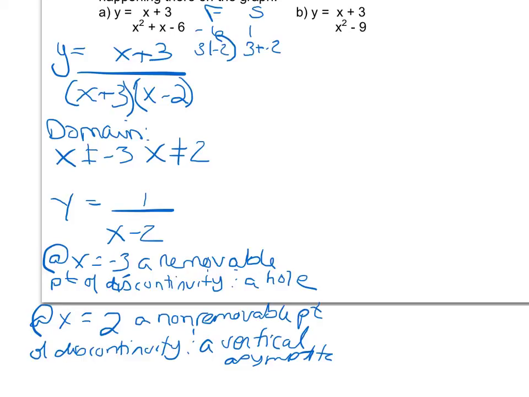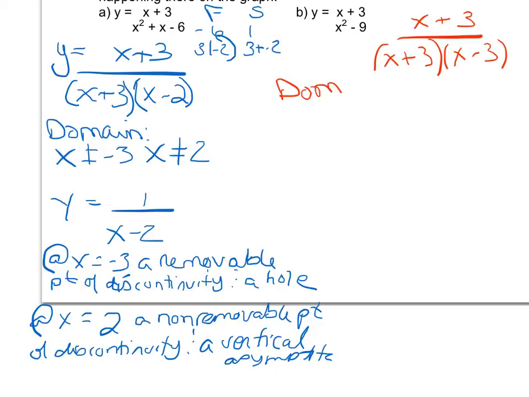Now that you've had a chance to pause the video and try one, let's see how you did. So first thing I'm going to do is, just like before, factor it. Since I'm in the form a squared minus b squared, that's going to be x plus 3, x minus 3. So my domain is going to be that x cannot equal -3 and x cannot equal 3.